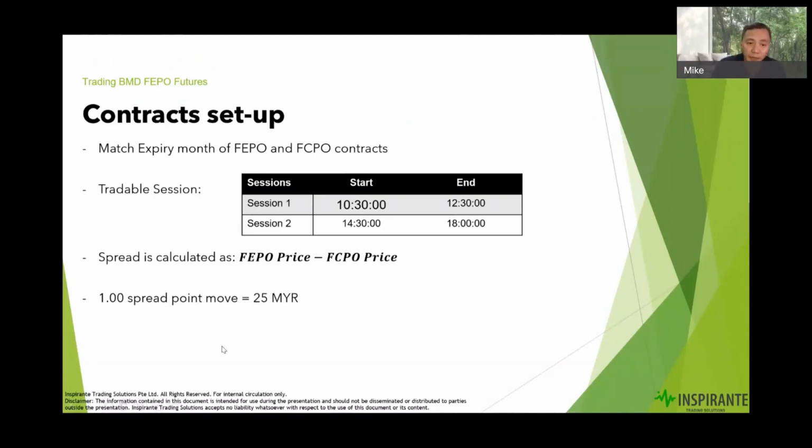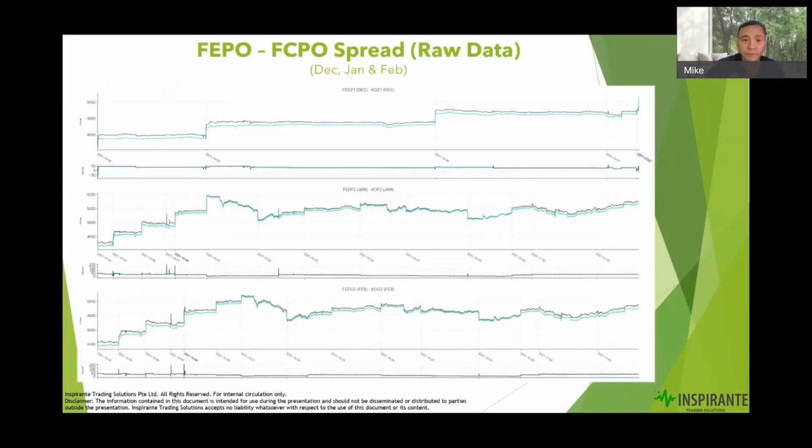I do this spread calculation as taking the FEPO price minus the FCPO price using the same expiration. Let me explain what I meant. If I was doing a FEPO Gen contract, I'll be doing the opposite side in the FCPO Gen contract as well. So I match the expiration. Everything is identical, except it's just a different product on both sides since they have the same expiration. And one point of this spread will obviously be 25 ringgit, like what you see in the normal calendar spread. Now, these are some of the data that I've drawn up using this idea.